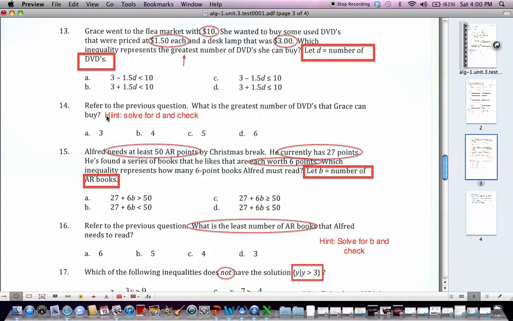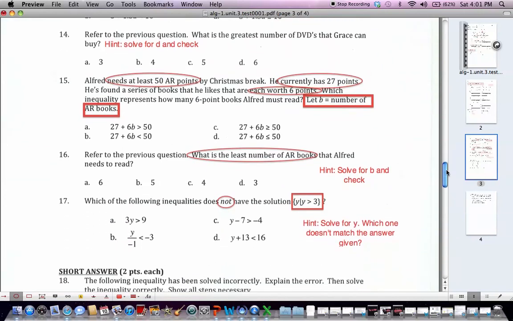Now when you get to 14, it says refer to the previous question, which is number 13. What is the greatest number of DVDs that Grace can buy? Okay, so what's the greatest number of DVDs that Grace can buy? And I put a hint here, solve for D. So whatever you chose up here, we're going to solve it. And then check, all right? So once you solve it, then we want to check these answers and see if it comes out right, all right? And then that'll be your correct answer, okay? And we've done a lot of this in class.